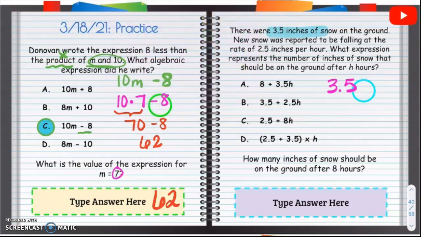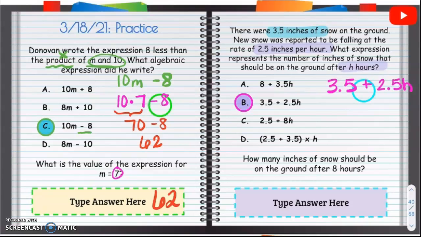New snow was reported to be falling at a rate of 2.5 inches per hour. So per hour, so each hour. So if it's 2.5 inches per each hour and more, that's more than the 3.5 inches. That's on top of it. So we're going to have 3.5 plus 2.5 times h. So our answer is going to be B here.